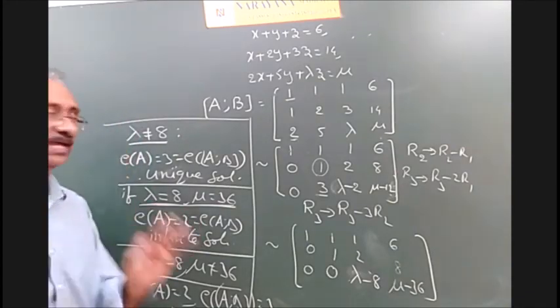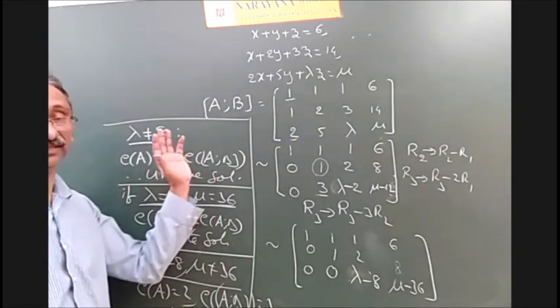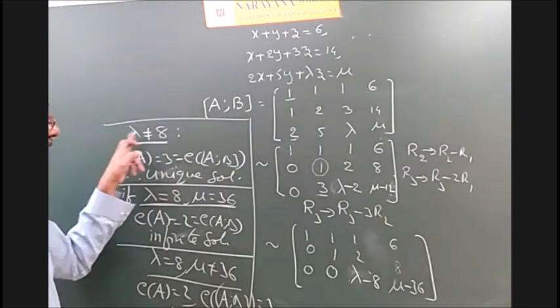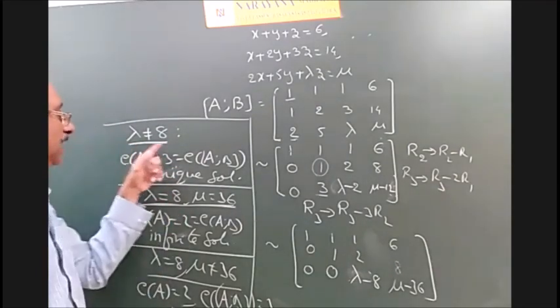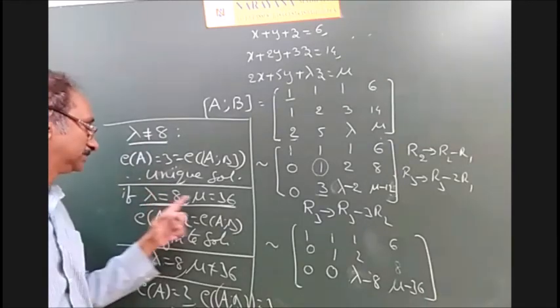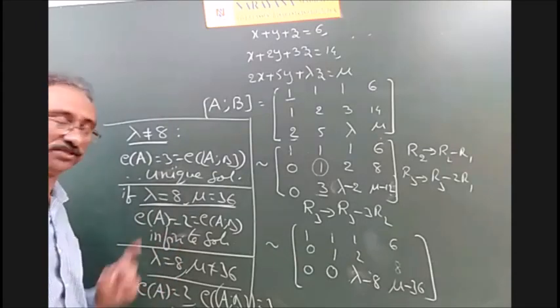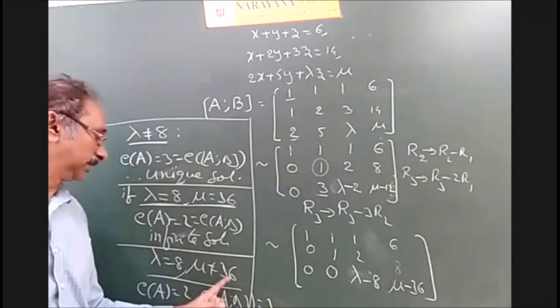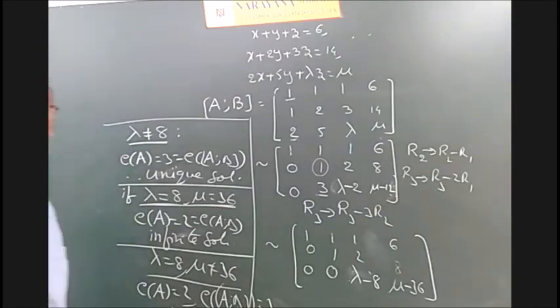See, 3 cases arise in one problem only. Okay, so it occurs like that occasionally. See, this is a multiple answer type. In one option, if lambda not equal to 8, unique solution. That is correct. If lambda is equal to 8, mu is equal to 36, infinitely many solutions. That is also correct. If lambda is equal to 8, mu not equal to 36, it has no solution. That is also correct. Okay.